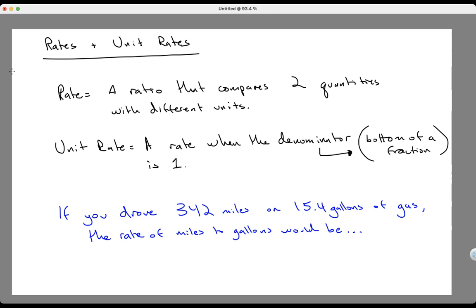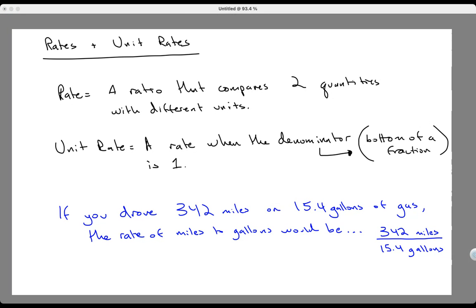As an example, we'll create a rate and a unit rate with this specific example. If you drove 342 miles on 15.4 gallons of gas, the rate of miles to gallons, in that specific order, would be 342 over 15.4. The order matters: miles to gallons.